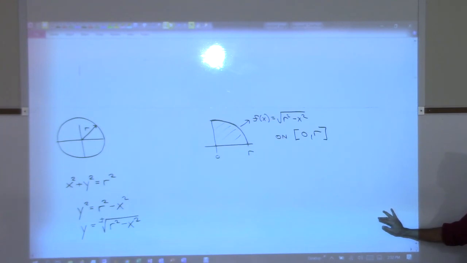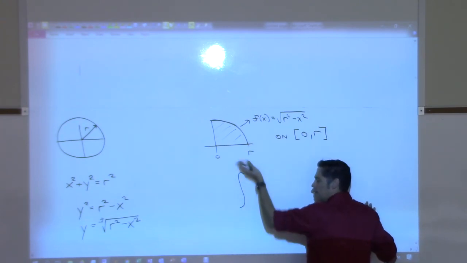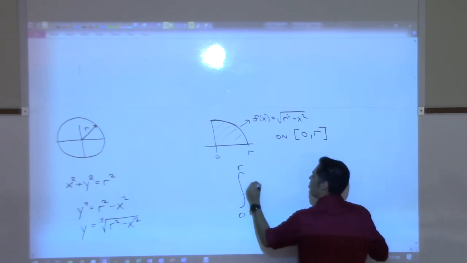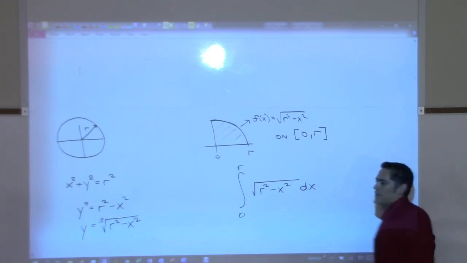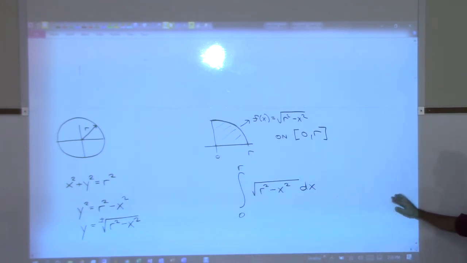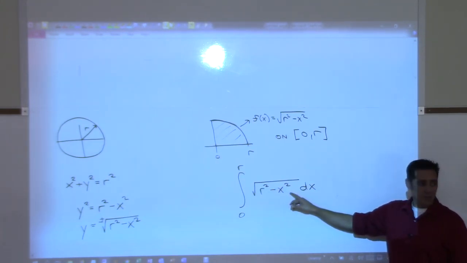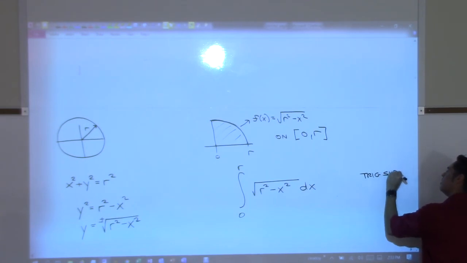Okay, so what should the area under that curve be? Well, it should be the antiderivative from where to where? 0 to r. Remember, r is a constant, right? The integral from 0 to r of the square root of r squared minus x squared dx, right? How do you find the antiderivative of that? That's a trig sub, because this is a constant squared minus our variable squared. So what is the trig sub that we make here?